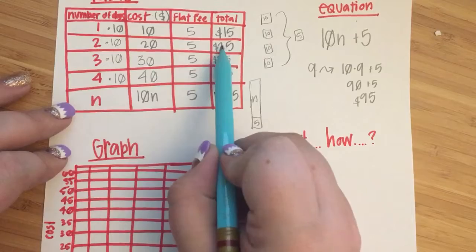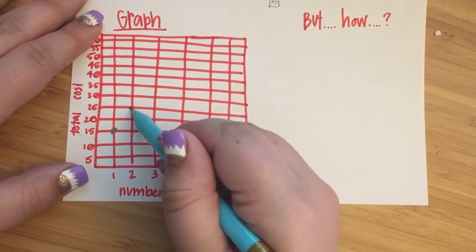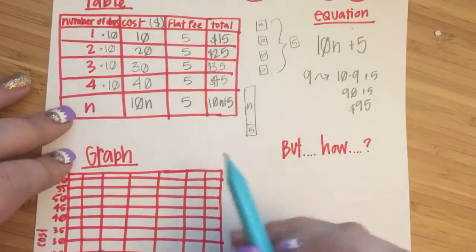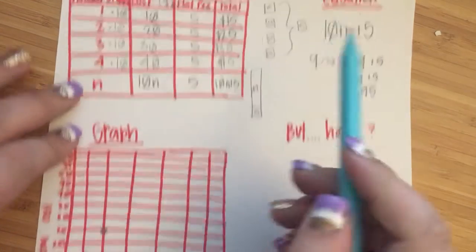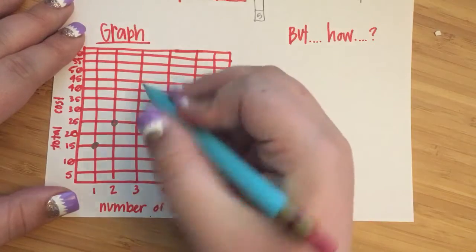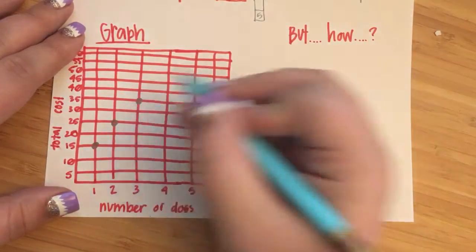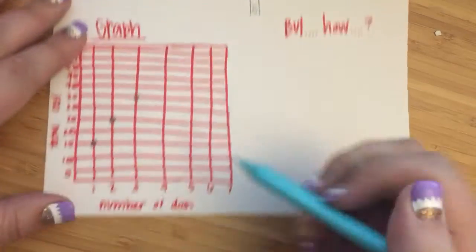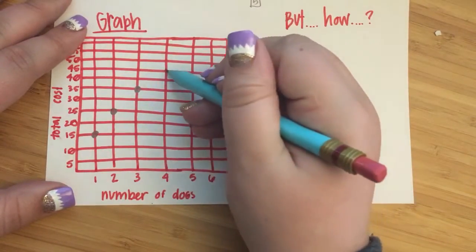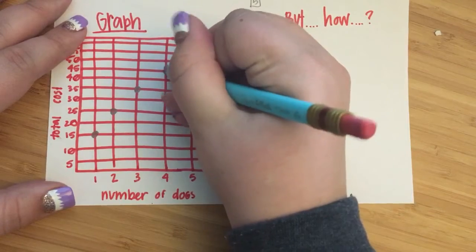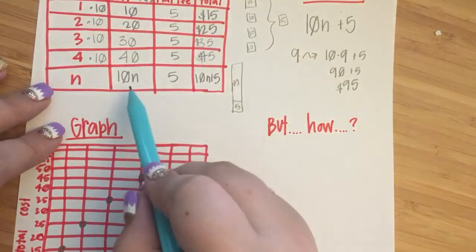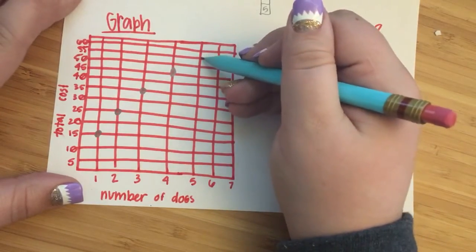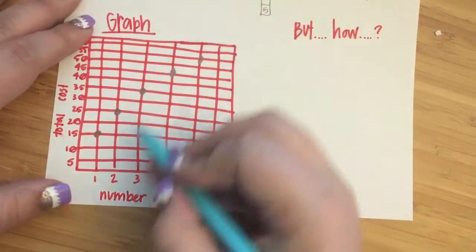So 2 is $25. So I go over the 2 and I go up to 25. I'm going to do the same thing for 3 and 4. So 3 is 35 and 4 is 45. Make sure you double check where you put your dots. Sometimes looking at a grid, you might put them in the wrong spot. That's okay. So once I get those done, I can connect them. Maybe I'll just do 55 right now because that'd be 5 dogs. So 5 times 10 plus 5 is 55. And I can just finish it out.